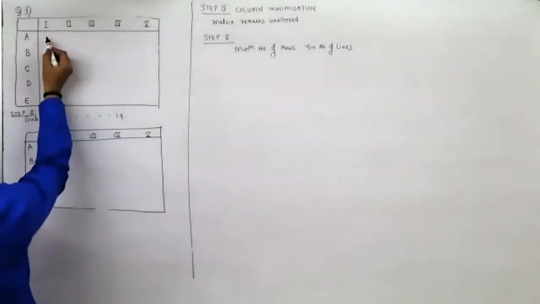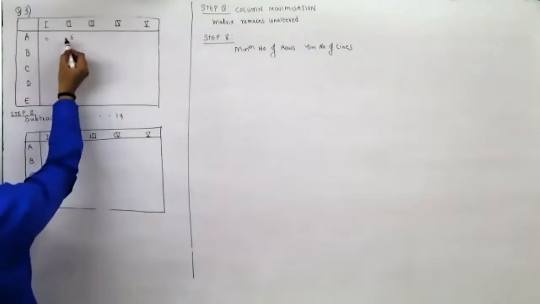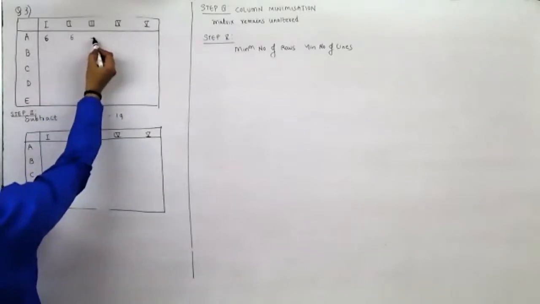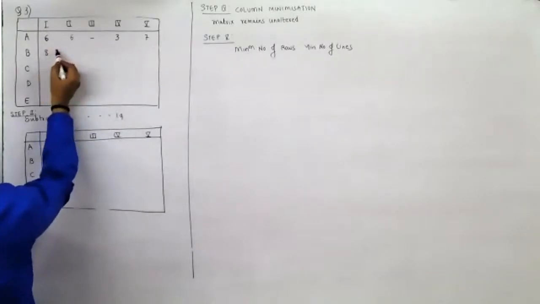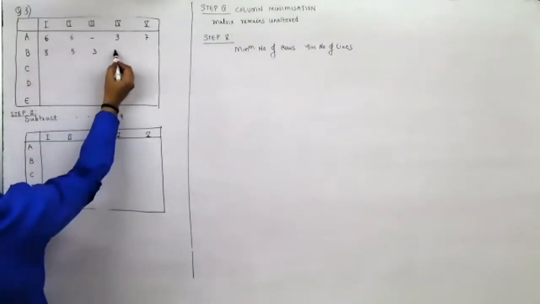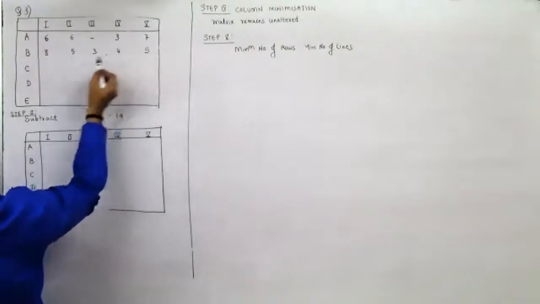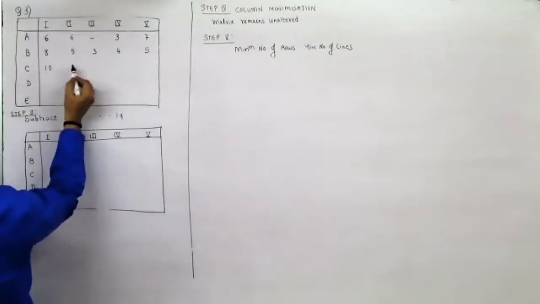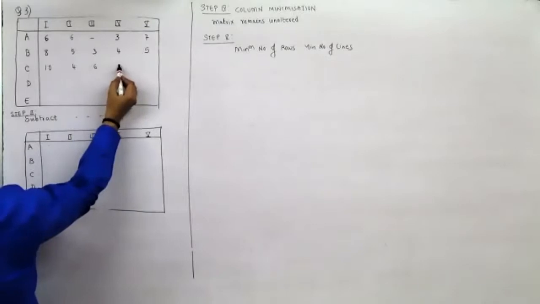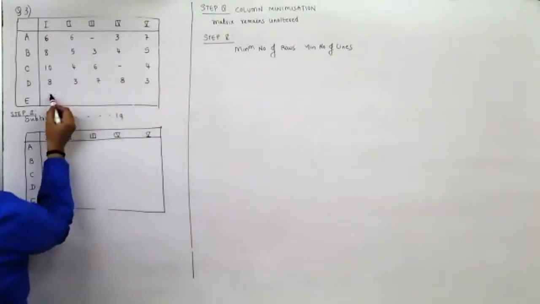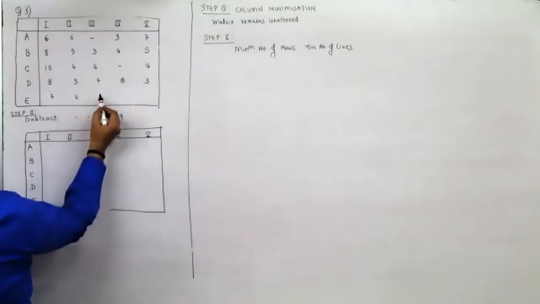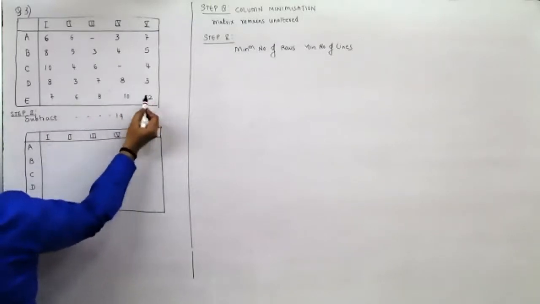This would be 6, 6, 3 and 7, 8, 5, 3, 4 and 5, 10, 4, 6, 4, 8, 3, 7, 8 and 3, 7, 6, 8, 10 and 2.